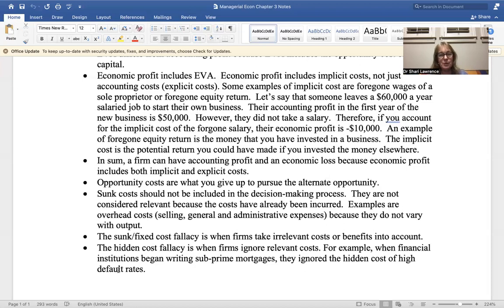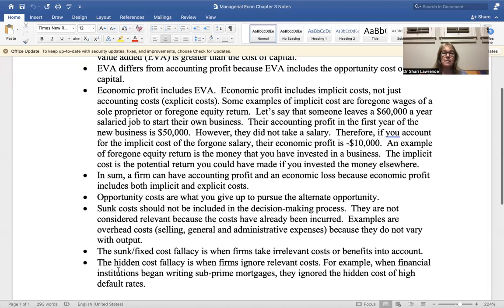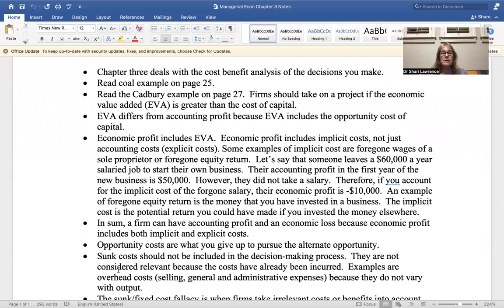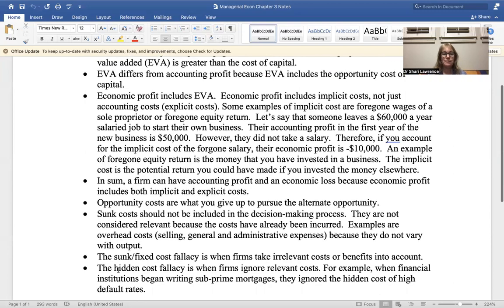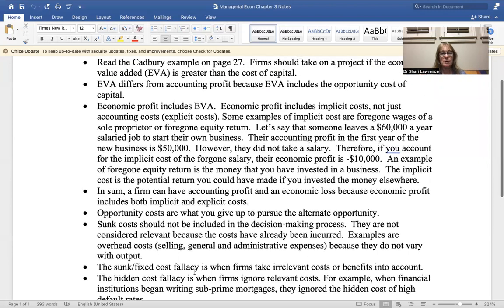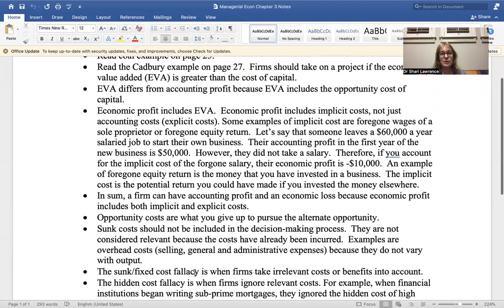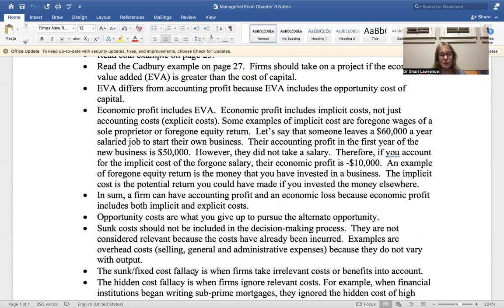Okay, so I just went over the main points. Make sure those are the main takeaways for chapter 3. Make sure you understand economic value added, implicit costs, explicit costs, economic profit and accounting profit, sunk costs, opportunity costs, sunk cost fallacy, and hidden cost fallacy. And then that's it. After you look at this synopsis, you'll have everything that you need to go ahead and do the first homework assignment, which is chapters 1 through 3. All right, until next time, goodbye.